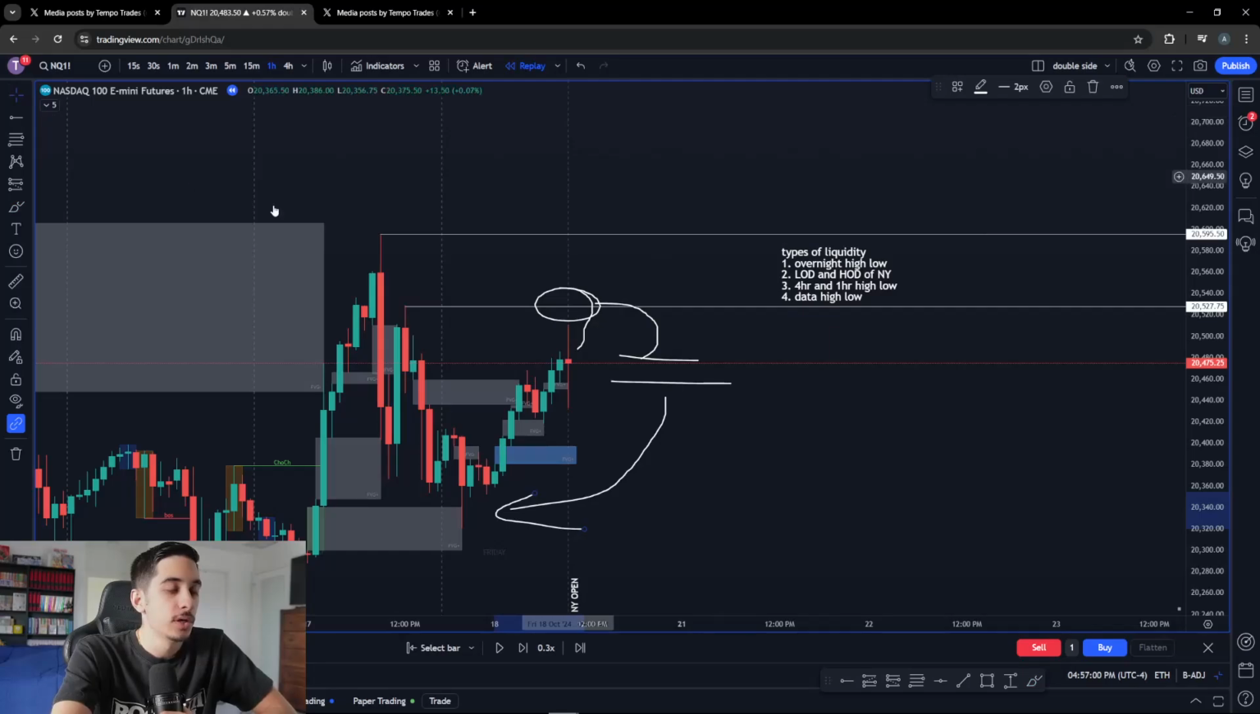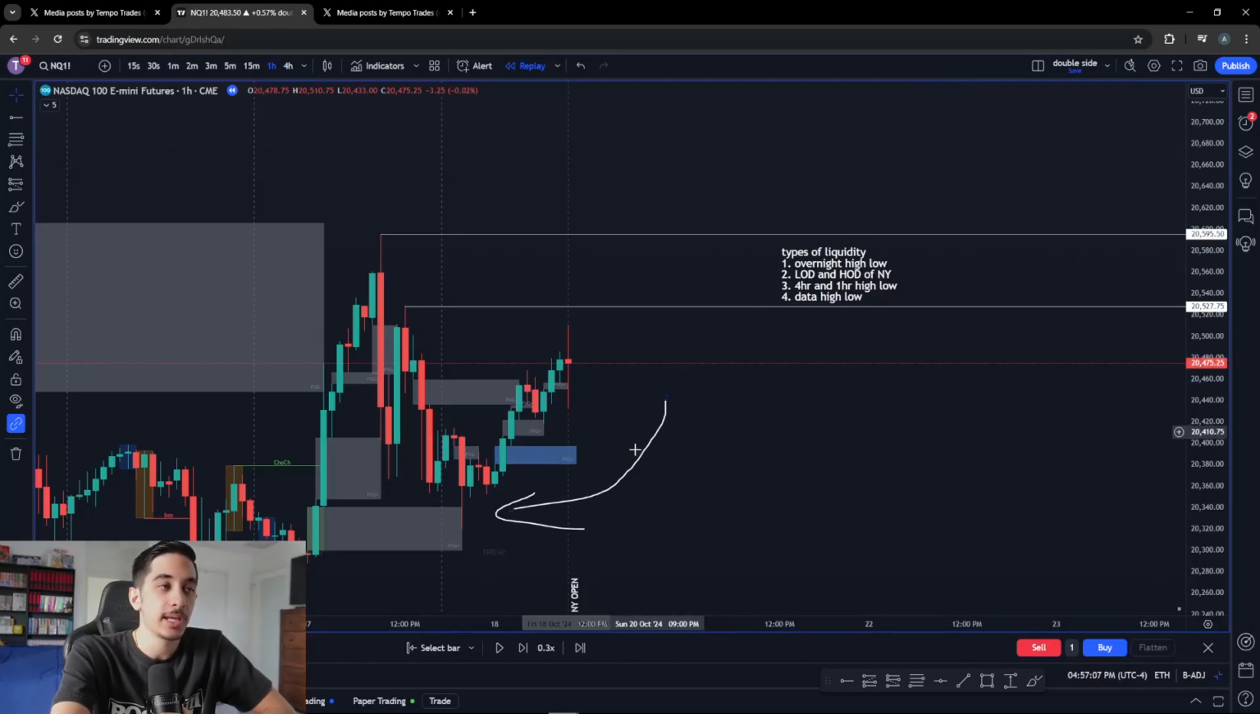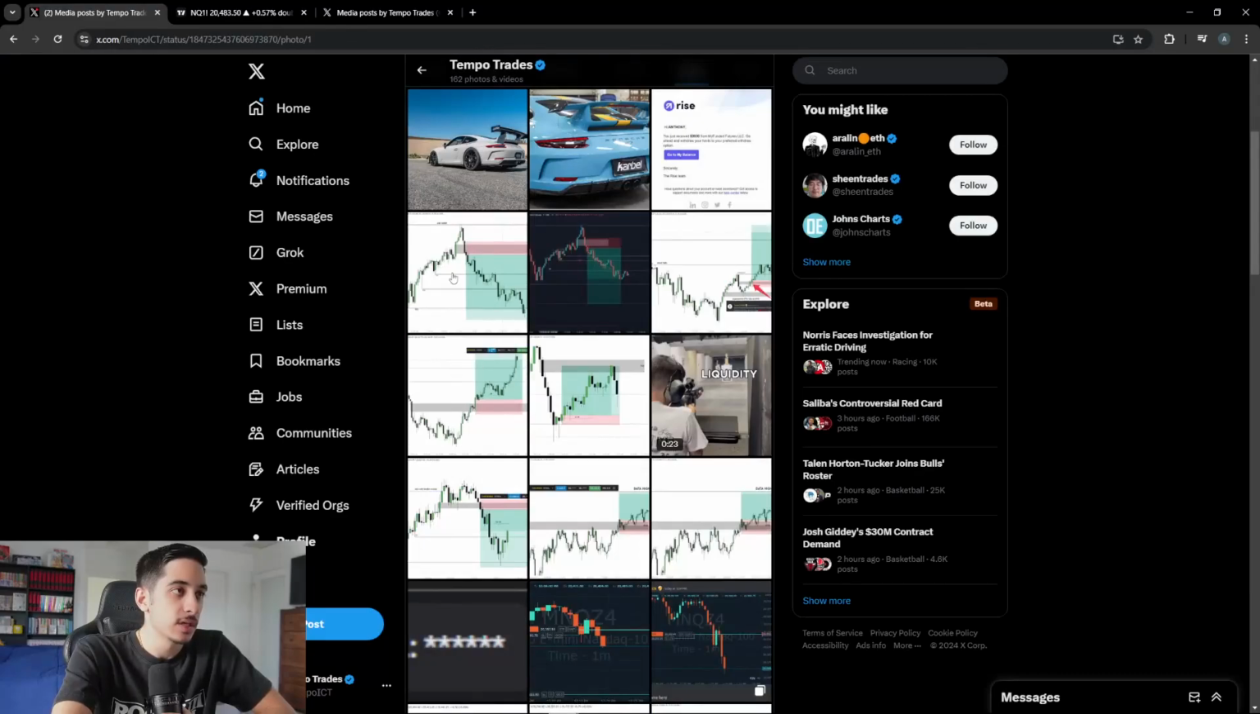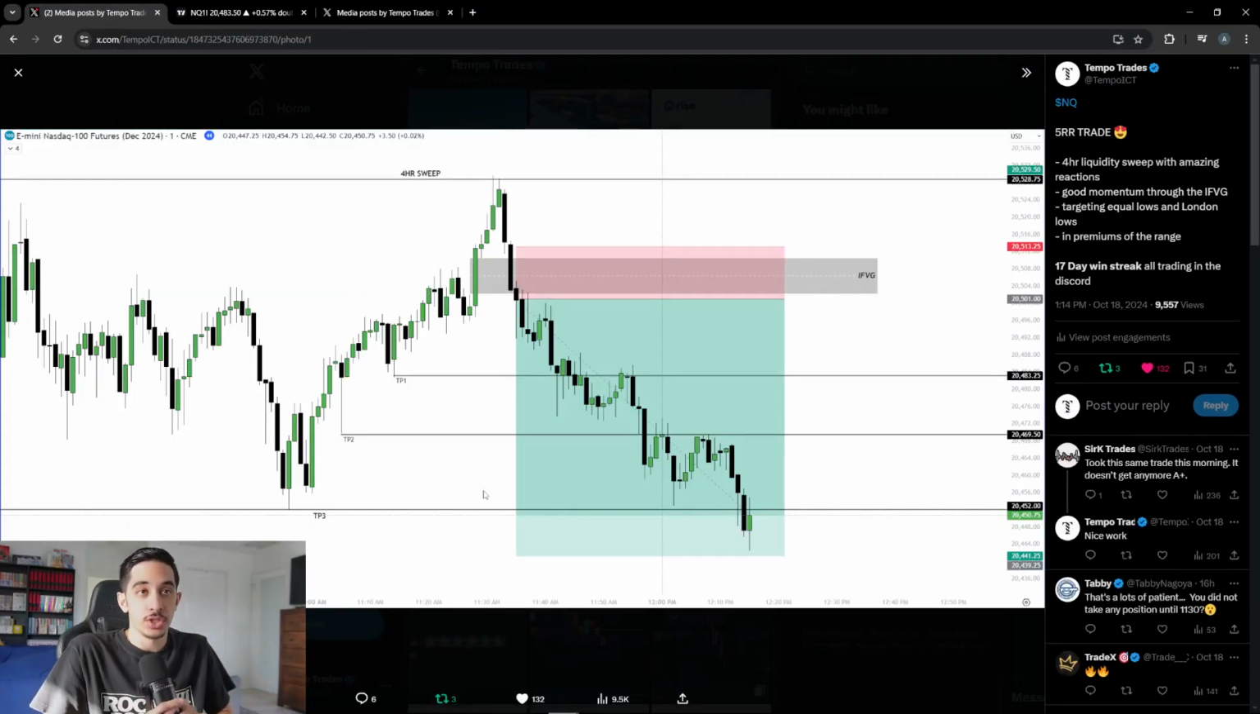So this is another side. Now for this one, again, it's going to be very important. You can't just blindly short as soon as we sweep a swing high. You need to make sure you have good reactions. And what I mean by good reactions, let's get an example right here. Here's good reactions. This happened yesterday.